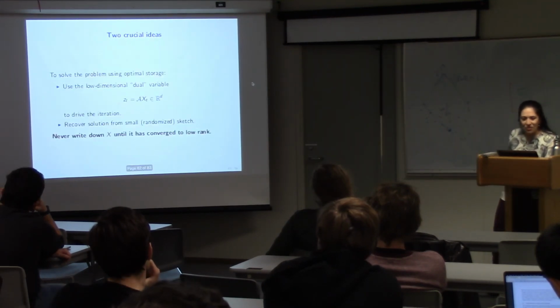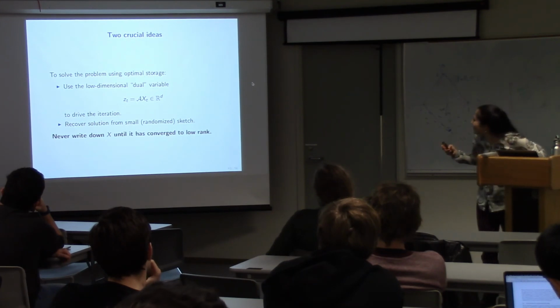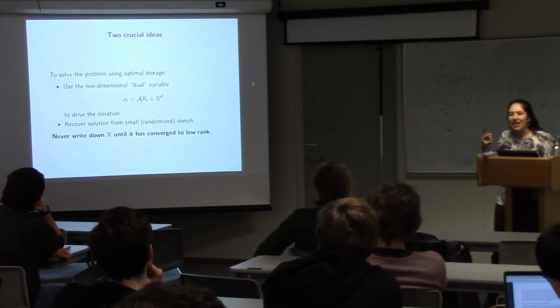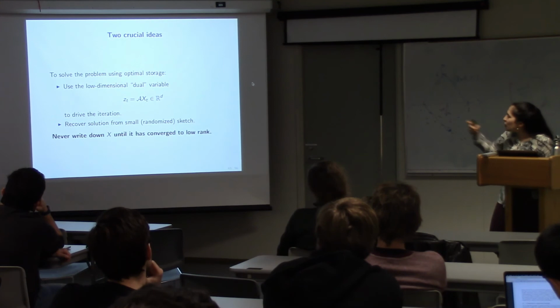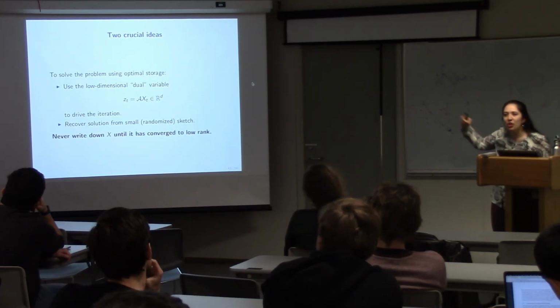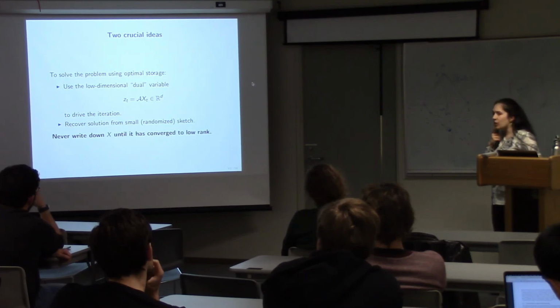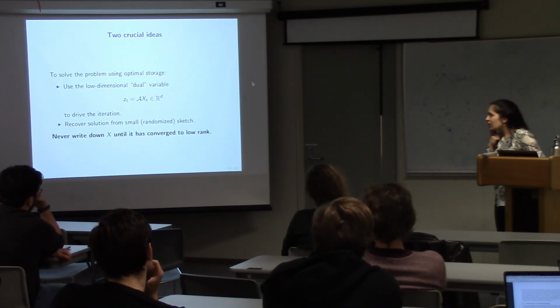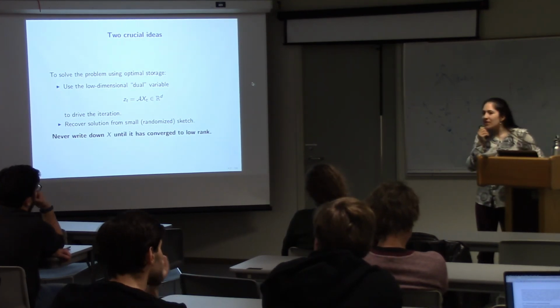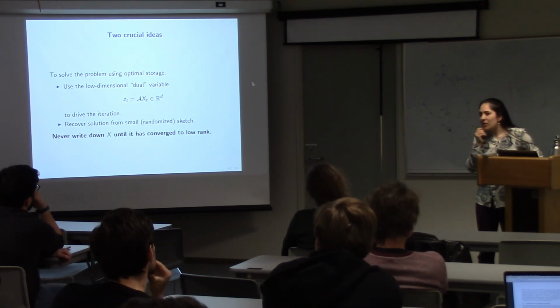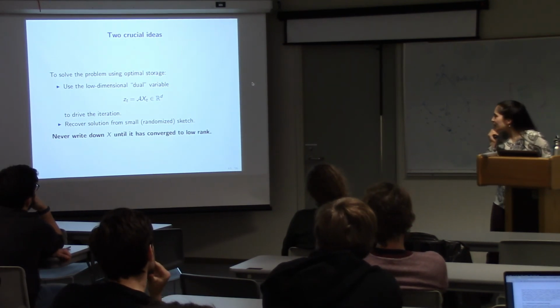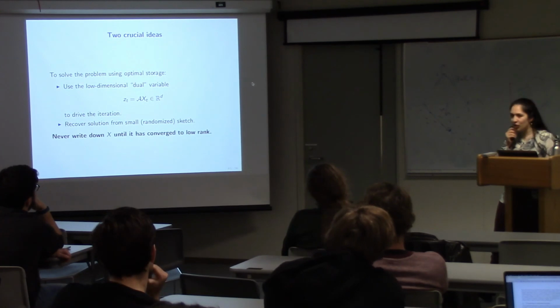Okay, so we're going to do two things, right? These are the two main ideas in this part of the talk. We're going to try to reduce the dimension of x. We're going to remove it from our problem and replace it with this low-dimensional dual variable ax. And then we're going to recover the solution from a randomized sketch. That part I'm really not going to be able to tell you about. But we're never going to write down x until it has converged to low rank.